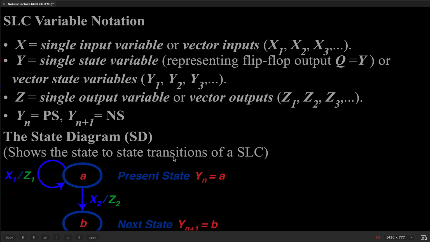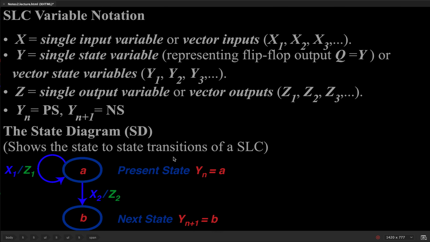All right, the next thing I want to do is explain what a state diagram is and a state table, and then I will give you an example and an iClicker exercise, and we're done with this presentation. Now recall that X will be representing an input, Y will be indicating a state, and Z will indicate an output. And remember, present state is Y sub n, and Y sub n plus 1 is the next state.